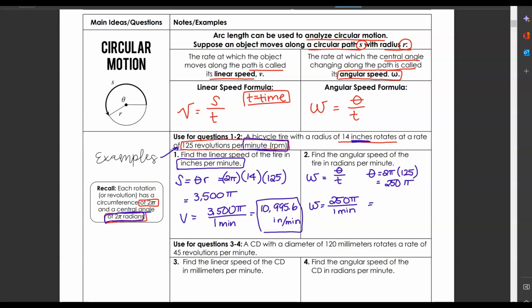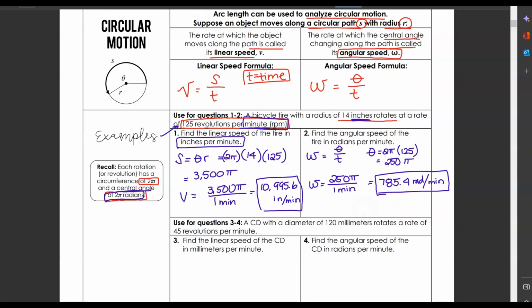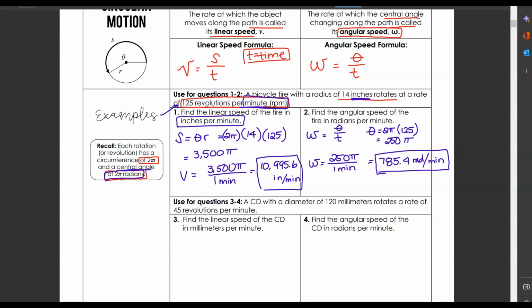When we plug this into our calculators, we'll get 785.4 radians per minute, or rads per minute. And we should have units, so radians per minute, or inches per minute, because this is a speed, so we should have something per minute, or per time.